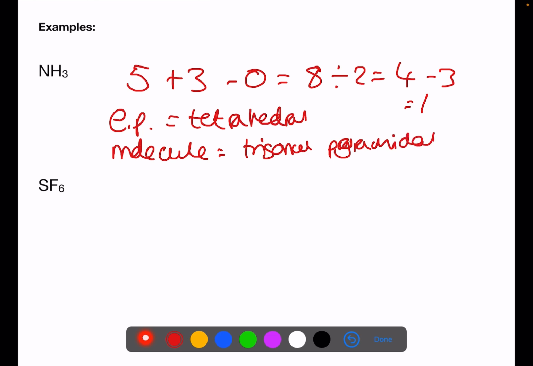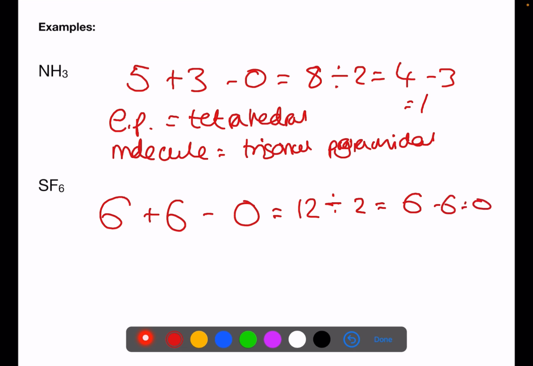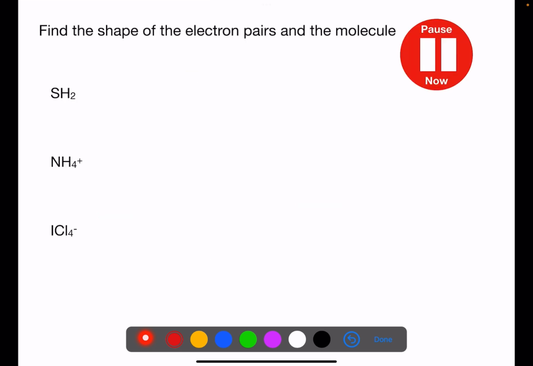Right, SF6, sulfur has 6 electrons. We add 6 things that are attached, no charge, so we've got 12 electrons in total around the centre. Divide it by 2, we've got 6 electron pairs, and none of them are non-bonding, so both electron pairs and molecule are octahedral. Pause the video and find the shape of the electron pairs and the molecule for each of these.